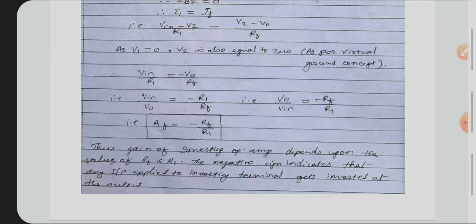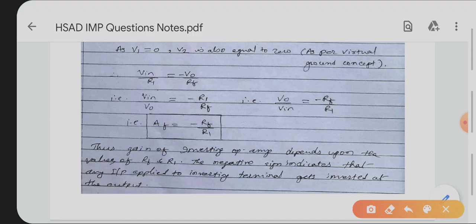So what is VO by Vin? VO by Vin is nothing but gain. Output upon input is nothing but gain. The gain with feedback is denoted as AF. AF is the gain with feedback, and it is equal to minus RF divided by R1. So what does this equation indicate? This is the equation for the gain of an inverting amplifier: AF is equal to minus RF by R1.